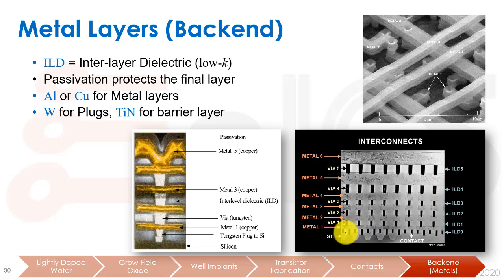Okay, and we can see here we have these metals, we have the vias, as I said. The first layer is called a contact, as you can see here. The second layer, between metal 1 and 2, is called via 1, then via 2, via 3, etc. The white areas are silicon dioxide or some other material that is an interlayer dielectric.